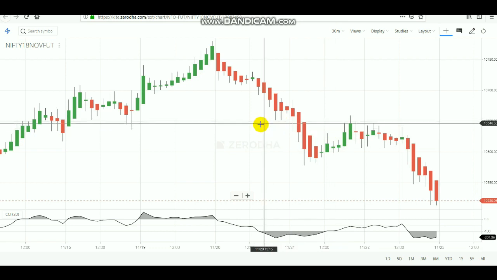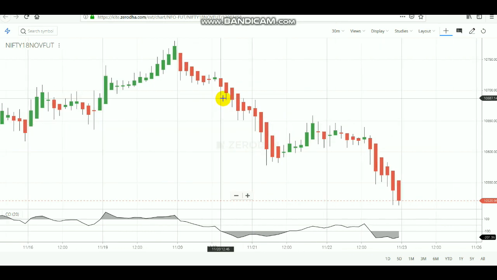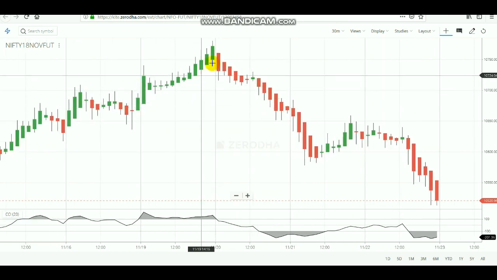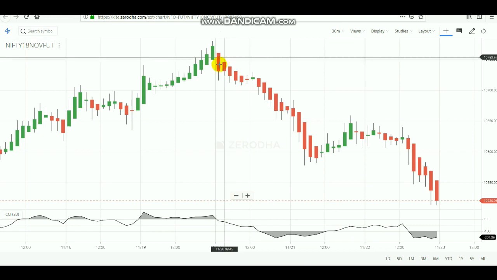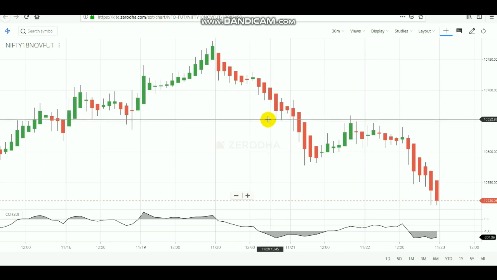Let's see the previous day. In the previous day, if you see, here after the oversold zone, the flat top appeared. After the flat top appeared, you would have made an entry at this point, 10,740. After 10,740 you would have made an entry and sold. You can earn a huge profit, down to 10,652.